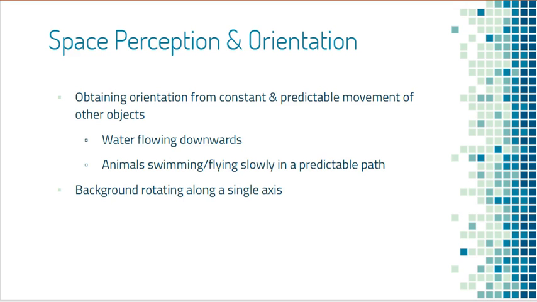Players are able to obtain perception cues from the constant and predictable movement of surrounding objects, such as animals that are swimming and flying in a predictable path and water that is flowing downwards. These cues help players to relate to their environment and from there to understand their relative position and orientation. Designers also make sure that at any one time, players are only rotating along a single axis, which helps them to cope with the rotation of the horizon.